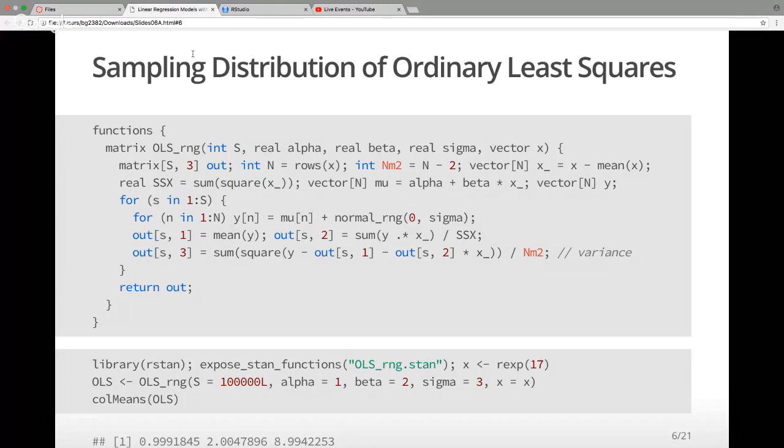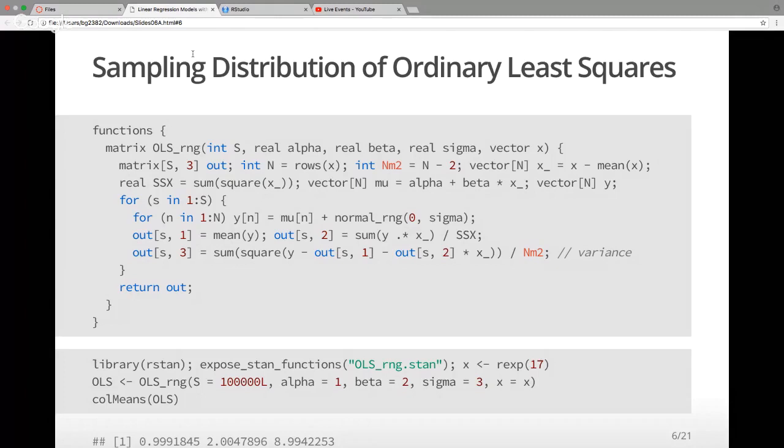All right. Then we define the sum of squares of the centered version of X, store that as a constant in a real number. And finally, we create another vector of length N, which is going to be the conditional expectation of Y for a given X and given values of alpha and beta. Again, we're doing this from a frequentist perspective.